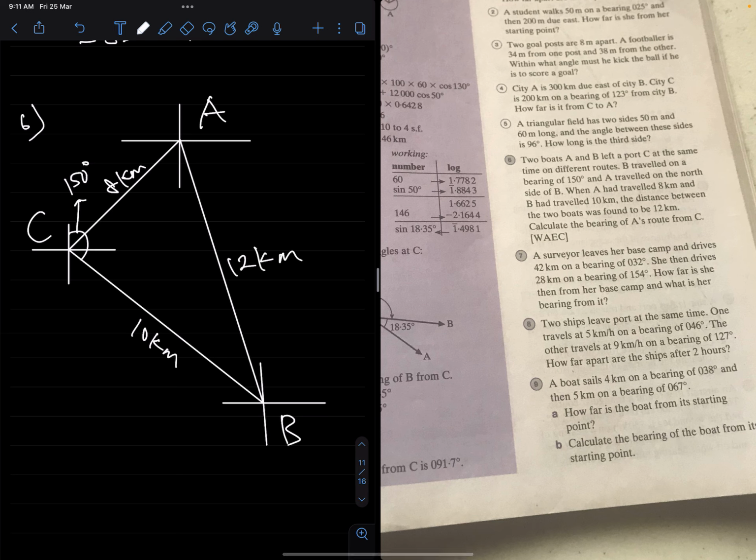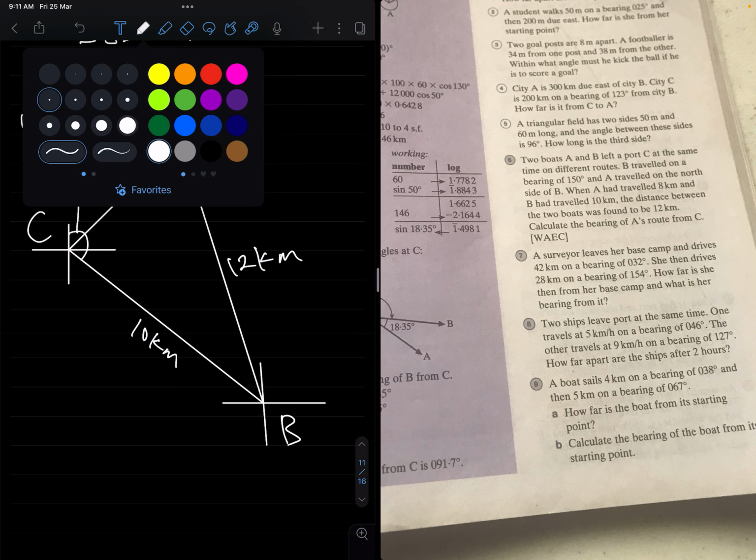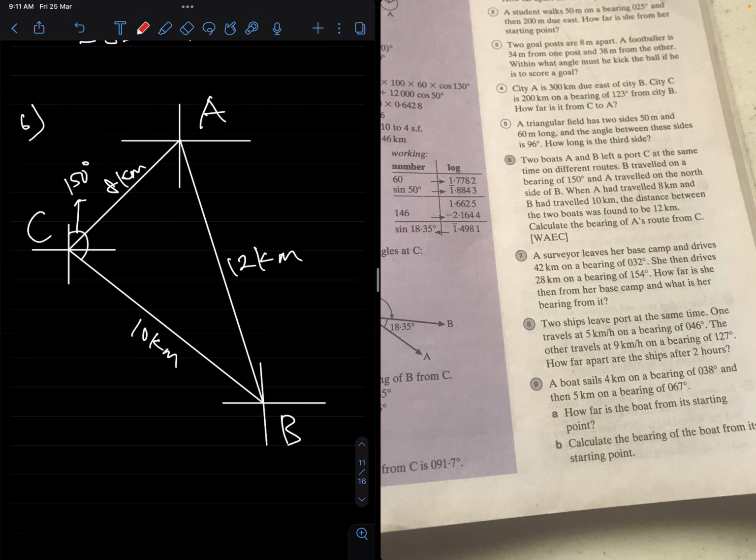Now the question is, calculate the bearing of A's route from C. That means I'm finding this angle. We have said that the bearing of A from C is the angle from the north at C to the line that joins C to A. How do we find that? If I know this angle, let me call it theta, then the bearing of A from C is going to be 150, which is the whole of this, minus theta. And that's how we'll get the bearing of A's route from C.